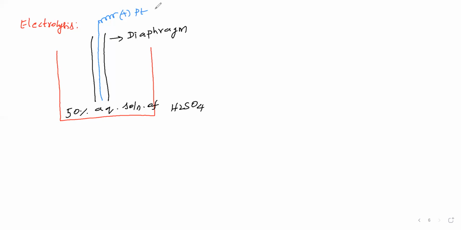Next, the cathode. The cathode is lead wire, winding over the diaphragm. The cathode is present over the diaphragm, and the anode is present inside the diaphragm. Therefore, anode and cathode are not in contact. The diaphragm is separating anode and cathode.